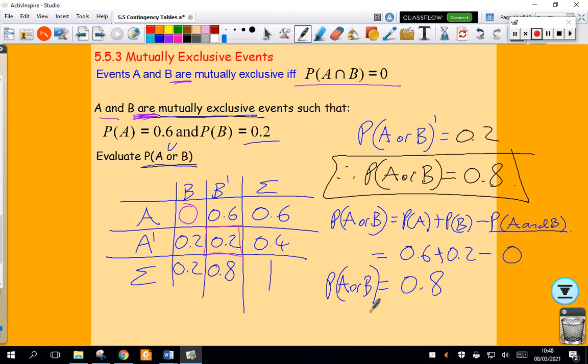So you can use a contingency table and figure it out from there. Identify that cell as the complement of the union and then work out what the union is. Or you can just use your addition rule for probability, remembering that if they're mutually exclusive, then the probability of their intersection is 0. Okay, so practice those questions, get used to mutually exclusive events. We should be able to complete section 5.5 at this stage. Okay, so practice, practice, practice.